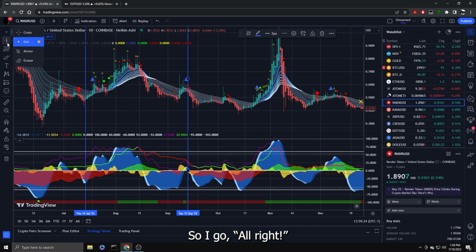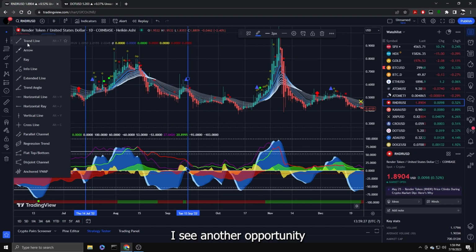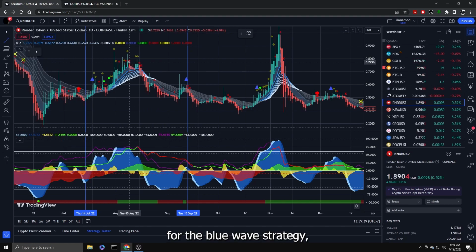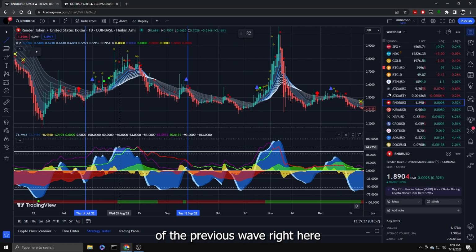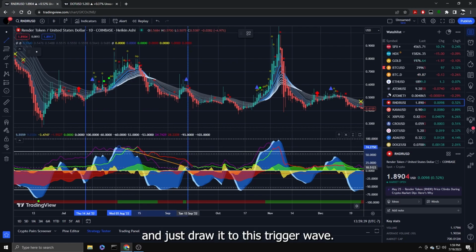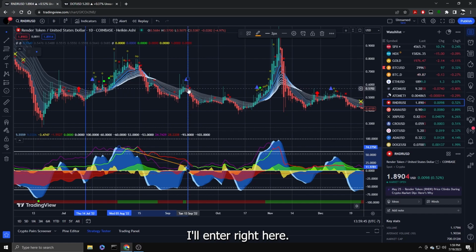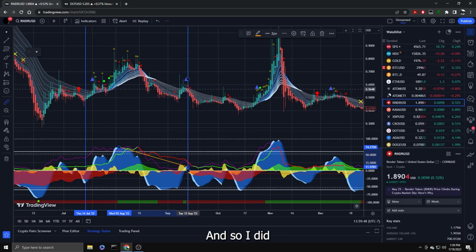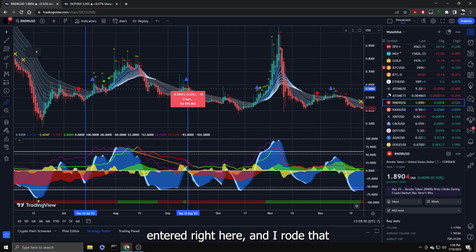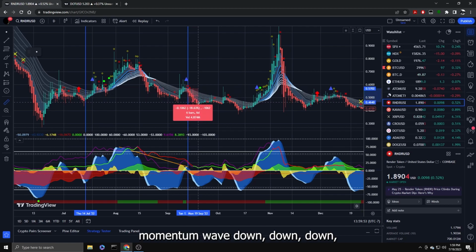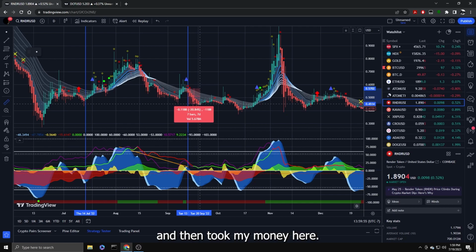So I go, all right, I see another opportunity for the Blue Wave strategy, only this time with a short. So we'll take the peak of the previous wave right here and just draw it to this trigger wave. I'll enter right here. And so I did. Entered right here, and I rode that momentum wave down, down, down. And then took my money here. I could have continued, but I took a 20% profit on the short over the next week.